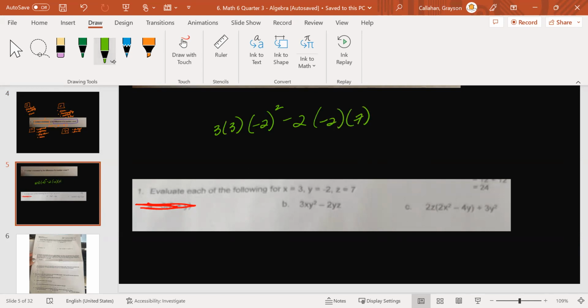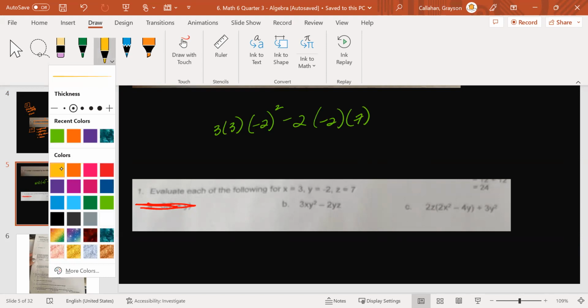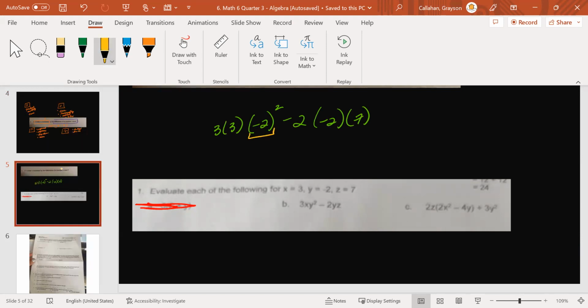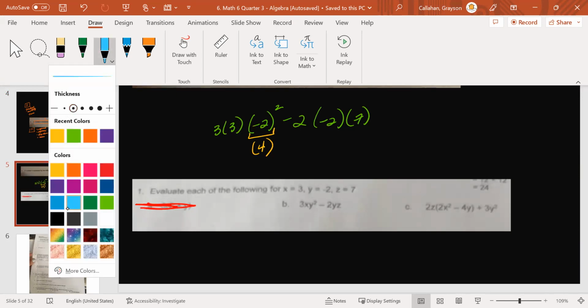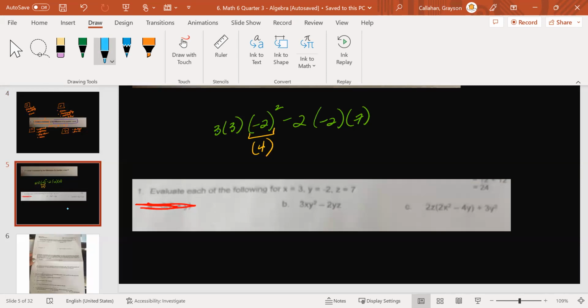Okay, what do you do first? Exponents go first, so that's -2 squared, which is equal to 4. Good. What's next? 3 times 3. 3 times 3 times 4, because they're all multiplied, right? So what is that? 36. Good. Next.